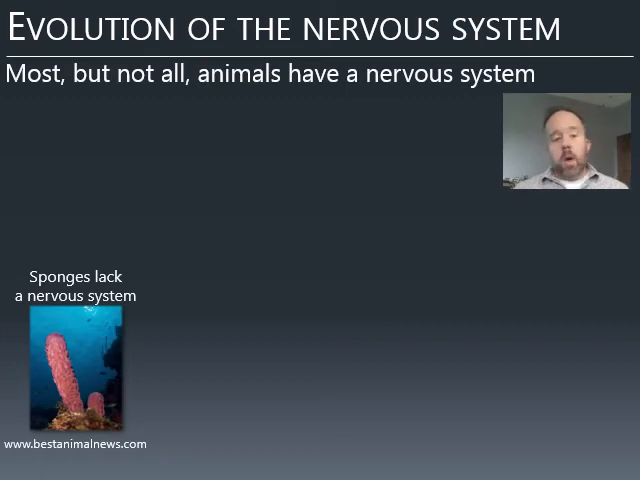And the fact is that most, but not all, animals have a nervous system of some sort. So in the lower left here, I put an exception. Sponges are one of the simplest animals that exist. They don't have a nervous system. They don't have neurons. They are sort of a loose collection of cells, and they can communicate with each other by sending chemicals out into the water. But they don't have neurons, and therefore they don't have a nervous system.